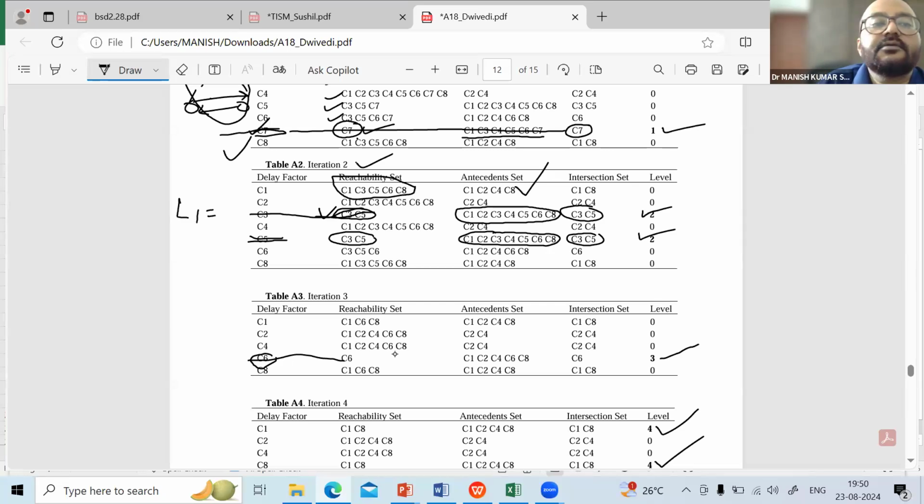which factor? C7. Now level 2, which are the factors? C3 and C5. Level 3, I think level 3 is C6. Now level 4. Level 4 is C1 and C8.